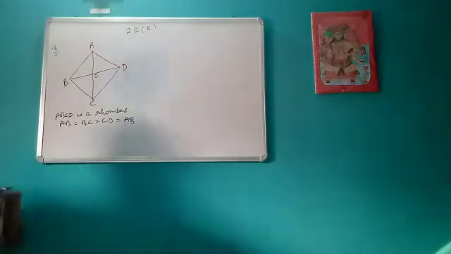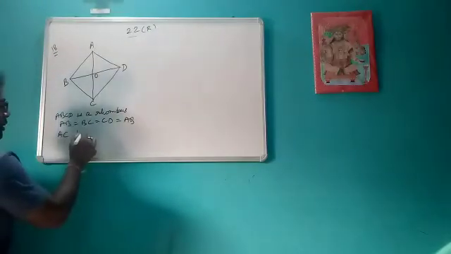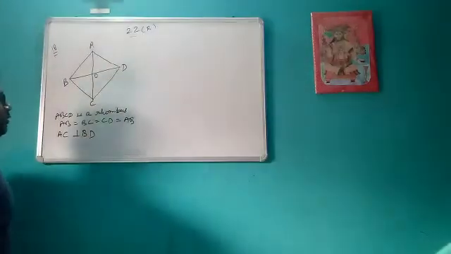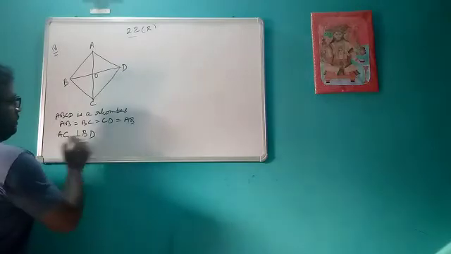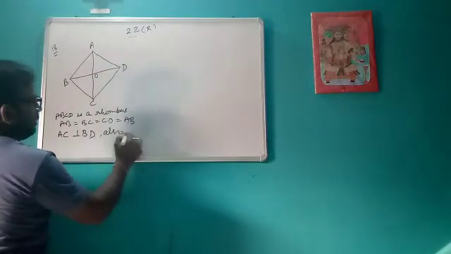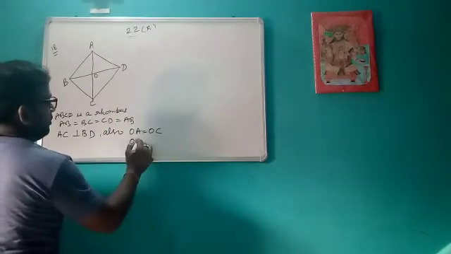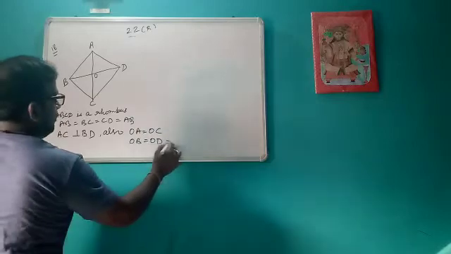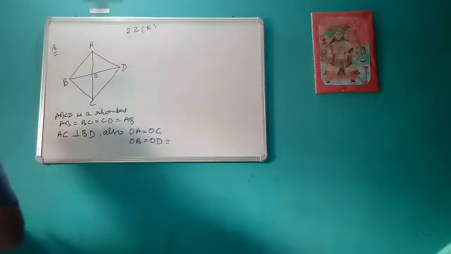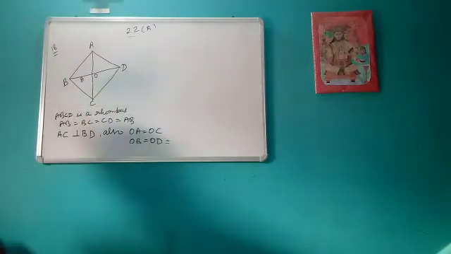What also we know is that AC will be perpendicular to BD, because in case of the rhombus, diagonals are perpendicular bisectors. So also we know that OA will be equal to OC and OB will be equal to OD. And OB is given as 8 centimeter. Okay, this 8 centimeter is given.